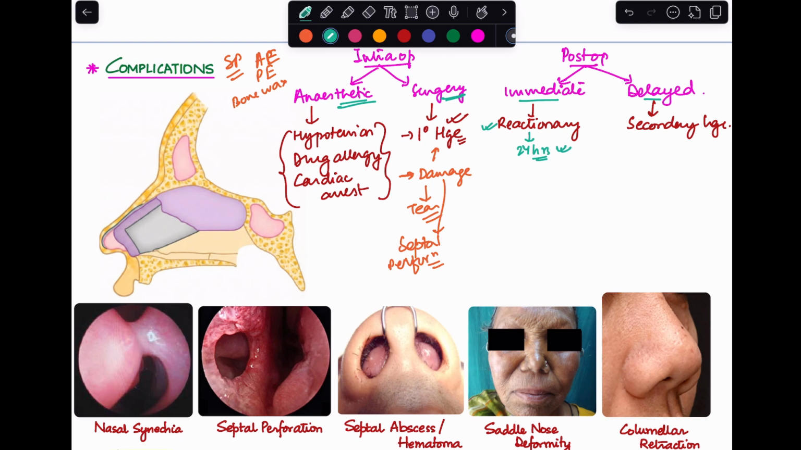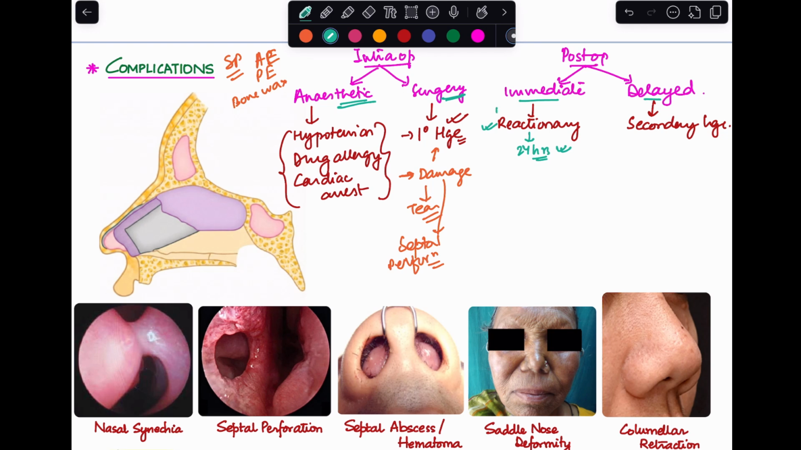The cause of reactionary hemorrhage could be either the adrenaline wearing off or maybe a rise in BP post-operatively in the patient. Usually, we manage these cases with the help of repacking the nose most of the time. Sometimes you may even need to perform cauterization of the bleeding point. And even if you're not able to manage it, sometimes you may even need to take the patient back up to the OT and manage it on table.